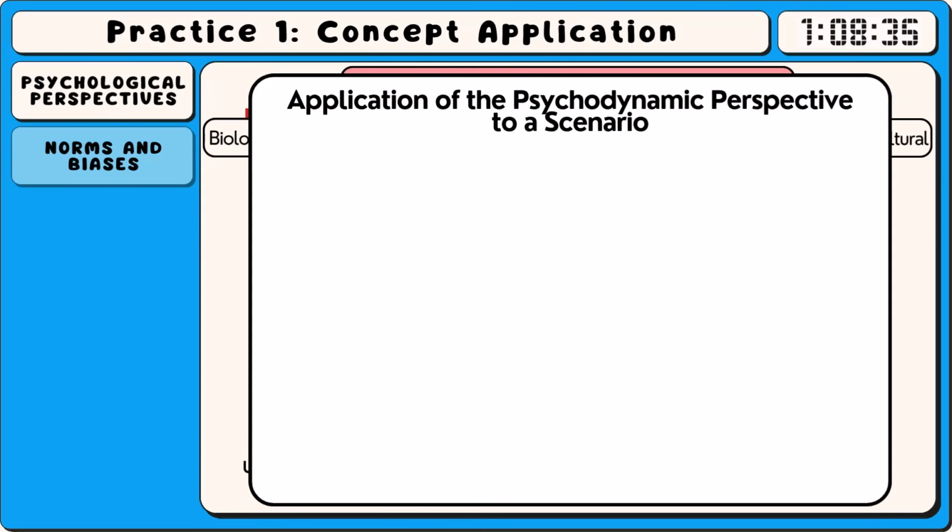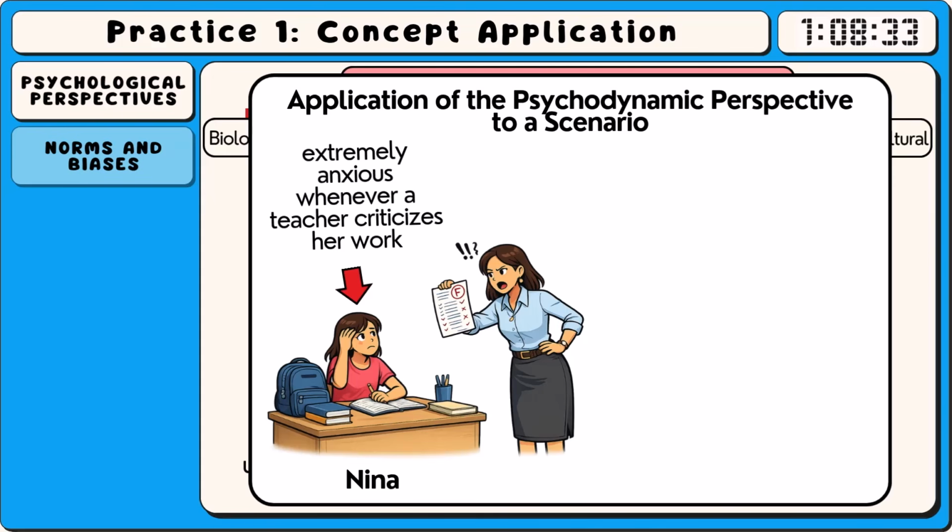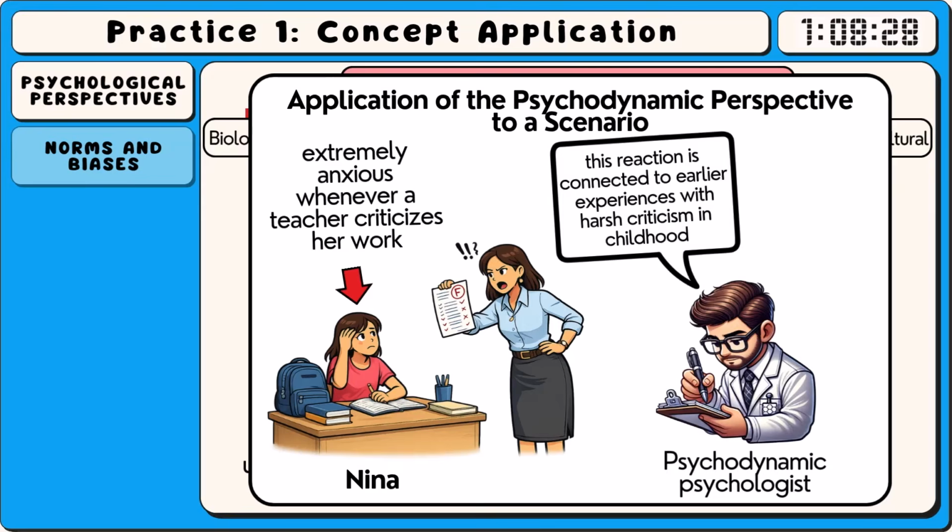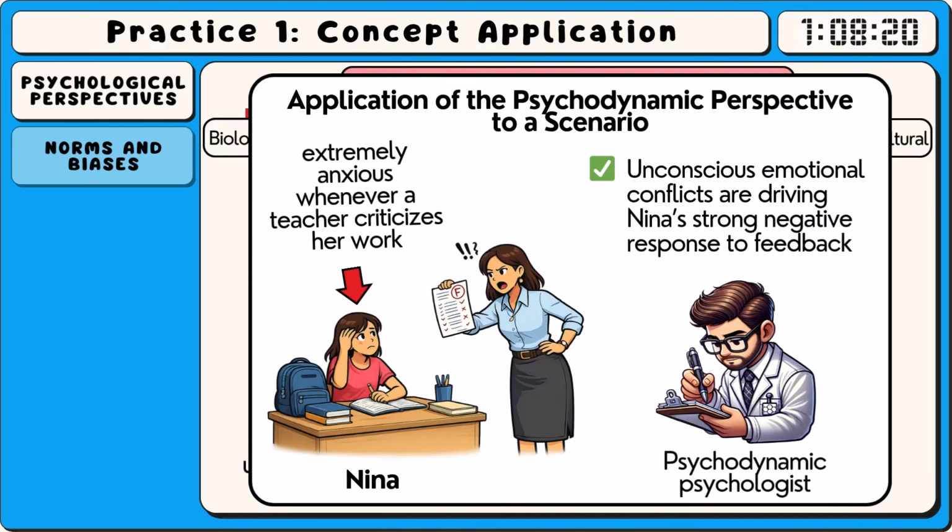Here's how we can apply this in a scenario. Imagine Nina becomes extremely anxious whenever a teacher criticizes her work. A psychodynamic psychologist might suggest this reaction is connected to earlier experiences with harsh criticism in childhood. From this view, unconscious emotional conflicts are driving Nina's strong negative response to feedback.